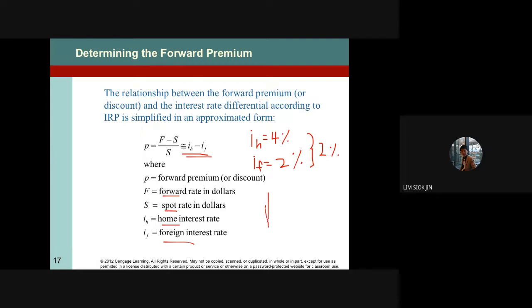But again, now you see P is equal to or almost equal to IH minus IF, which is almost equal to 2%. So if there is a possibility of making arbitrage based on interest rate by 2%, the premium will also be 2% for the forward rate. So you may gain here, but you will lose here. And therefore, now it is fair. No arbitrage.